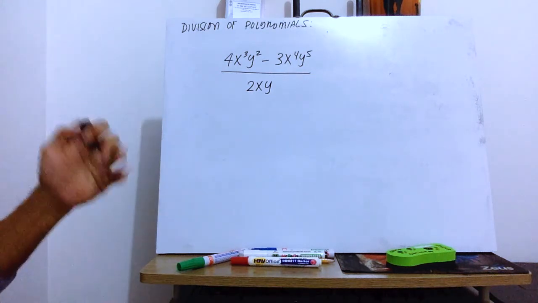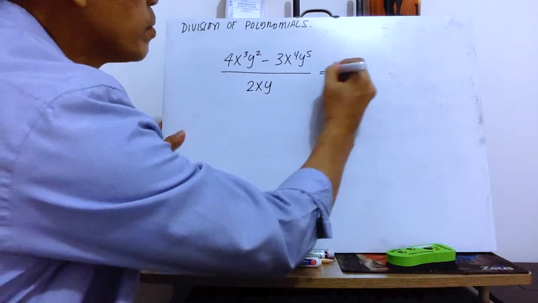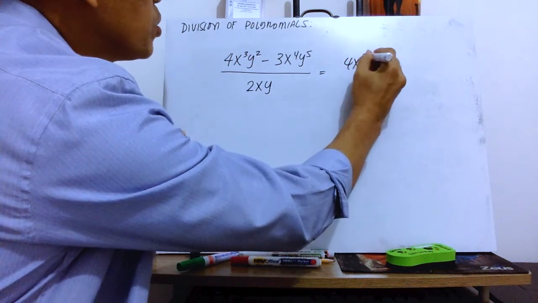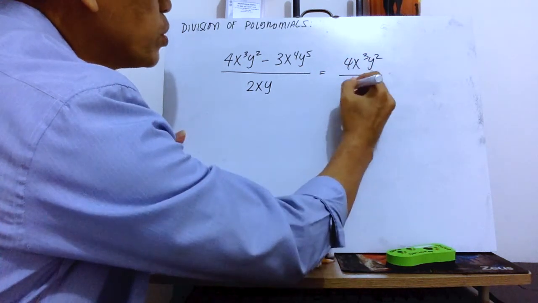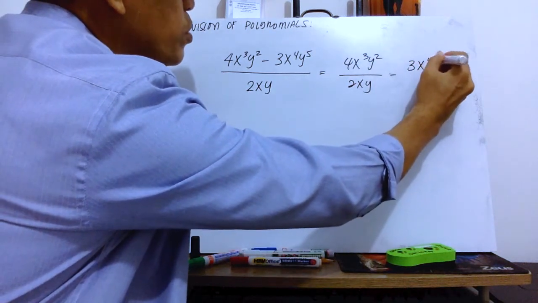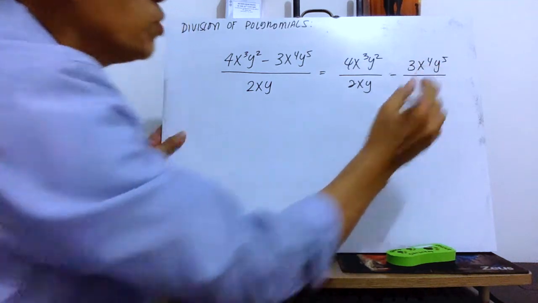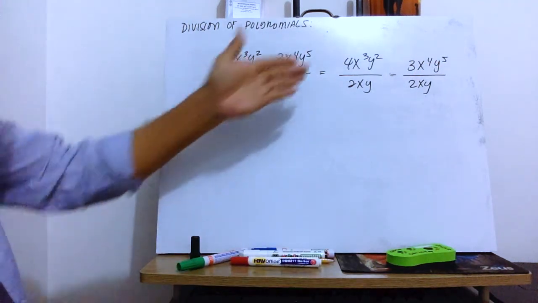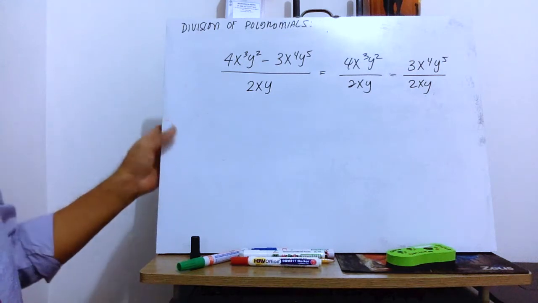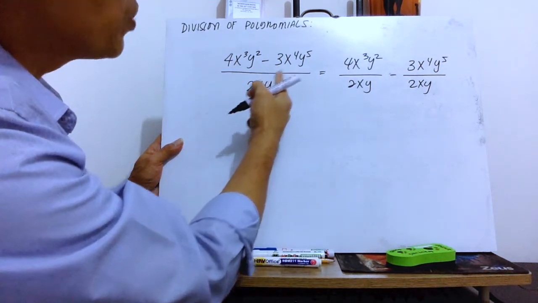How do we do that? Okay, we can separate this into 4x cubed y squared over 2xy minus 3x to the fourth y raised to the fifth over 2xy. We can do that. And then divide them separately. Okay. Let's check first the terms. Are we copying the correct terms?